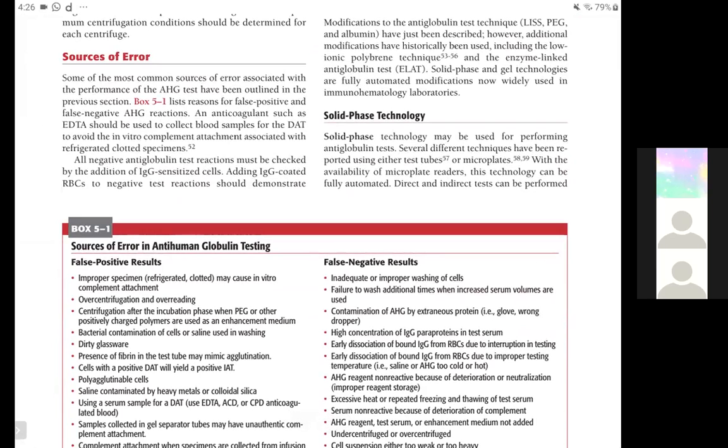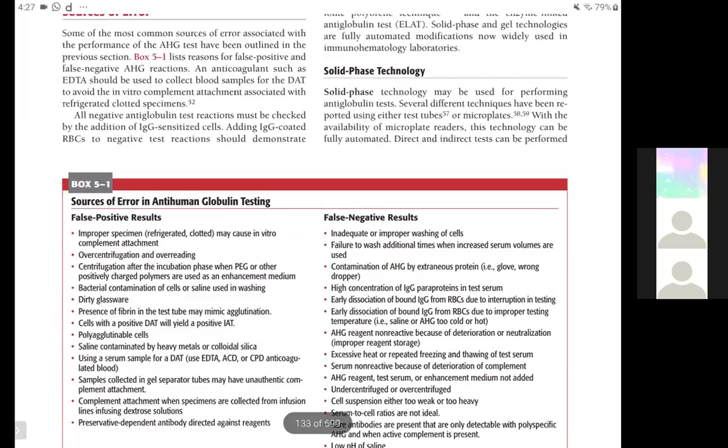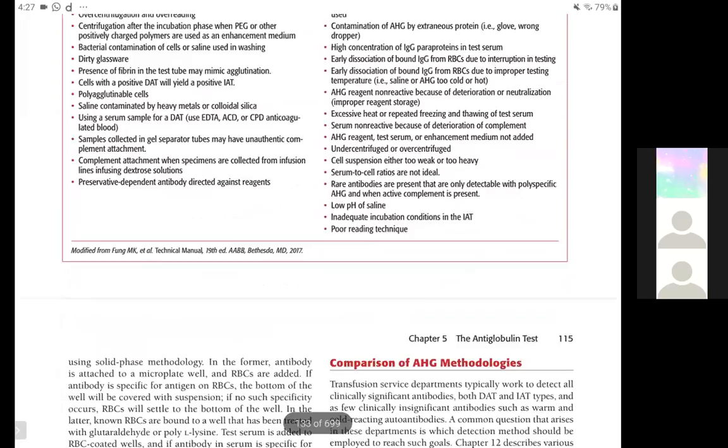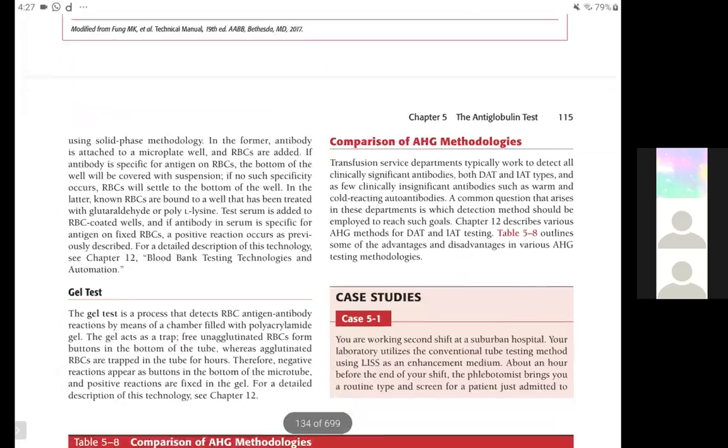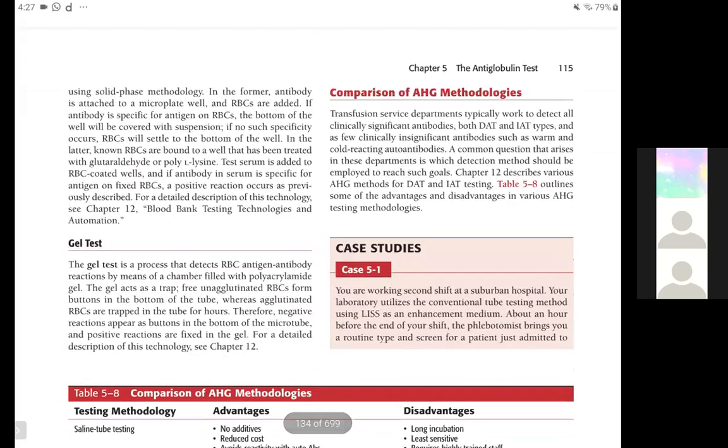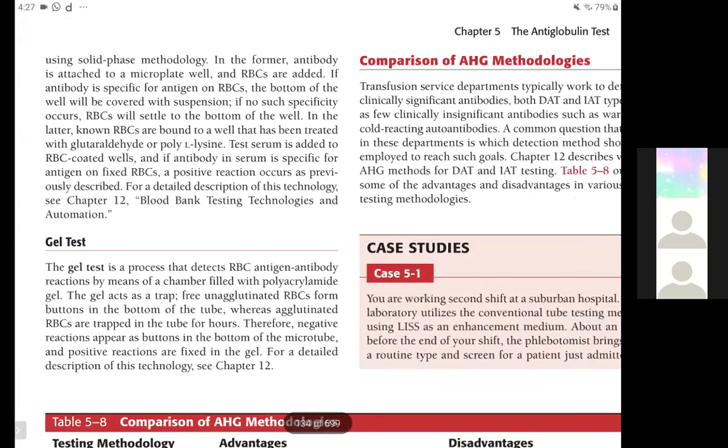So the solid phase may be used for performing antiglobulin tests, and several different techniques have been reported using either test tubes or microplates. So a solid phase can be done either in test tubes or in microplates. Mostly it's done in microplates with the availability of microplate readers. This has become fully automated. Now, direct or indirect tests can be performed using solid phase methodology. So both the direct antiglobulin and the indirect can be performed.